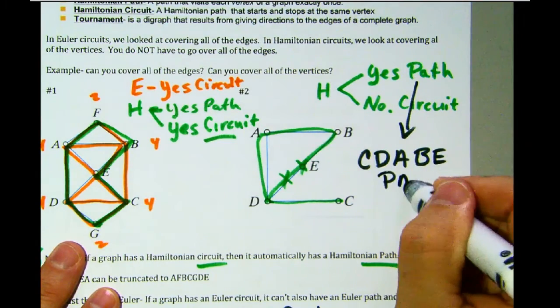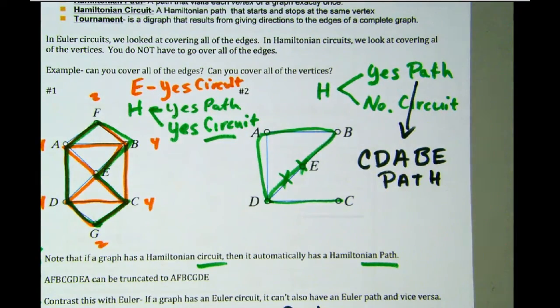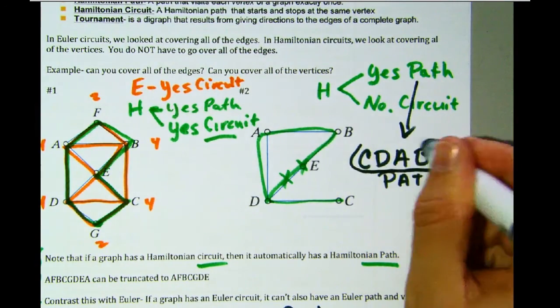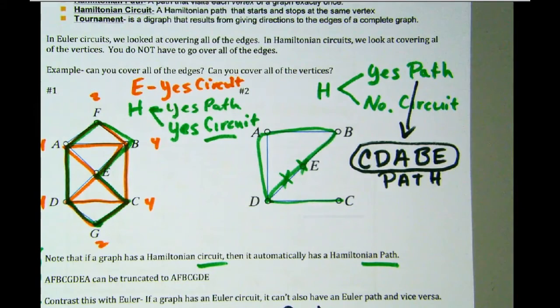This would be my Hamiltonian path. Okay? This is how we write these out. Tell me where you start. Tell me where you finish. No problem there. Okay, let's go to the next page.